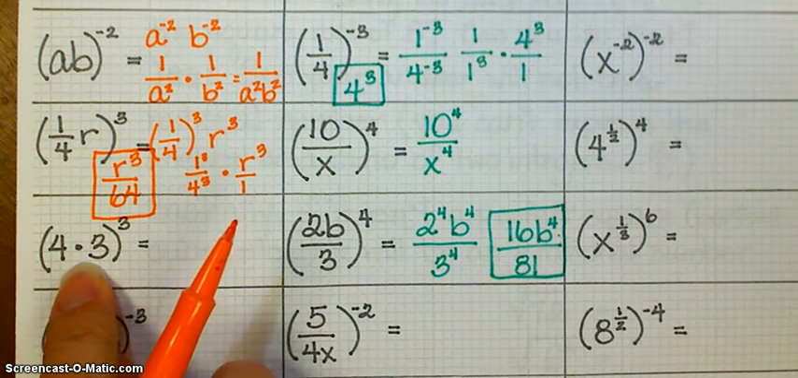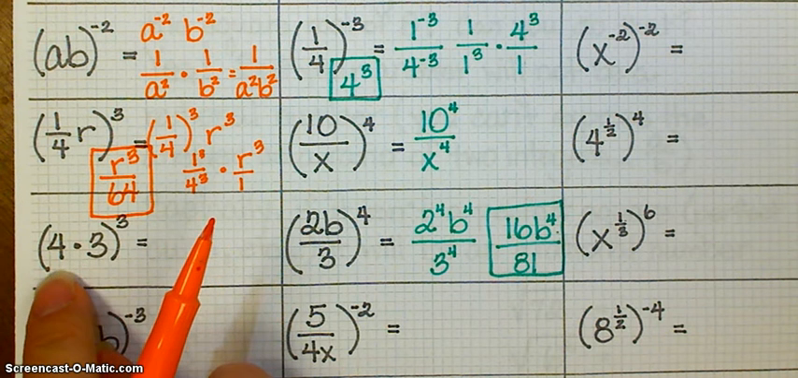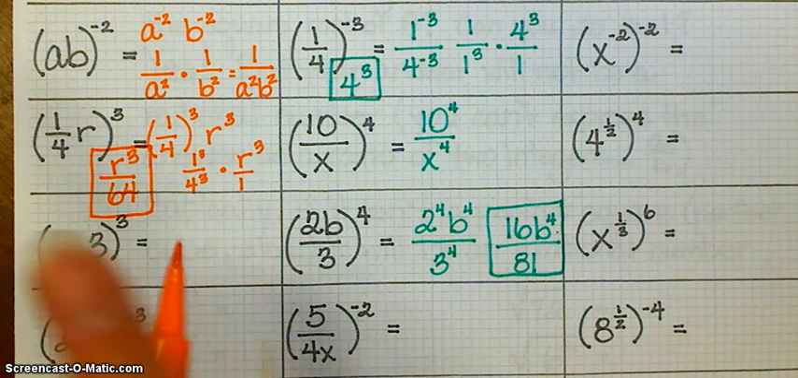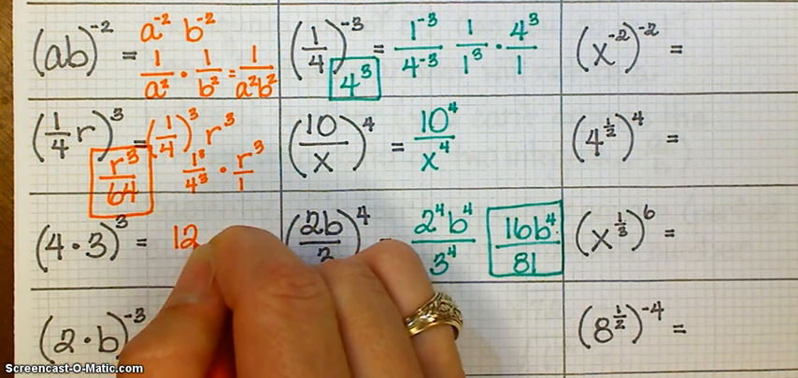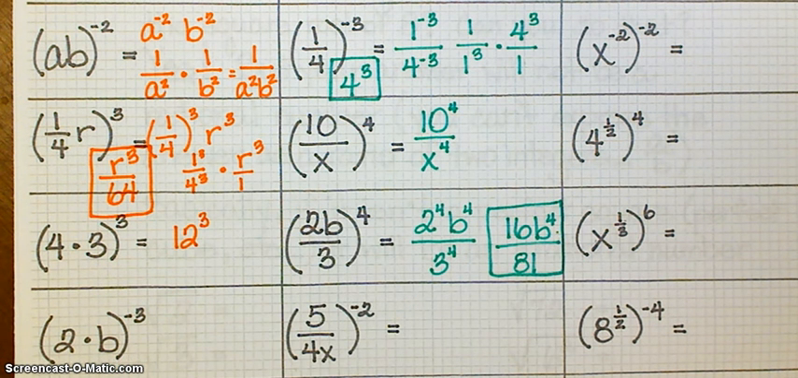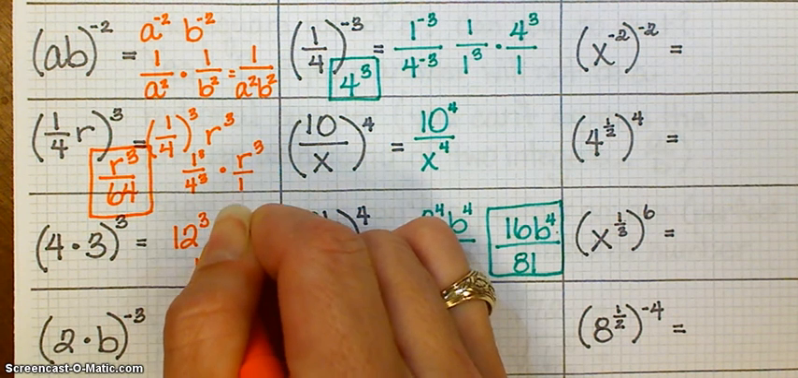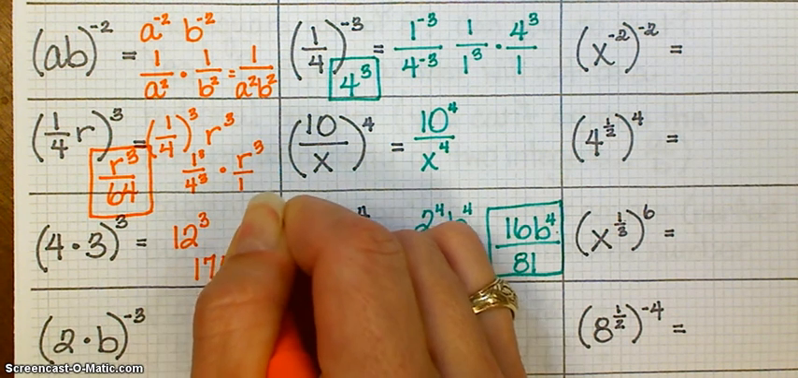4 times 3 is inside the parentheses, and those are actual numbers. They're not variables that I don't know the value of. And remember your PEMDAS. So actually I can just say 4 times 3, which is 12. This becomes 12 to the third power. 12 times 12 is 144, and 144 times 12 is 1,728.